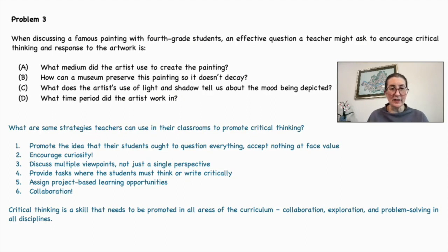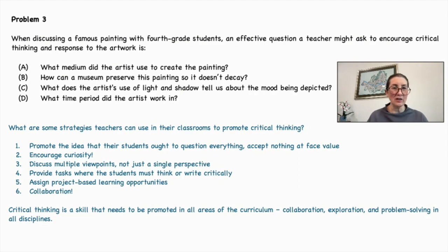Critical thinking is a skill that needs to be promoted in all areas of the curriculum, including art. So collaboration, exploration, and problem solving are the keys to doing this. So strategies that teachers can use: promote the idea that their students question everything, encourage curiosity, discuss multiple viewpoints, provide tasks where the students must think or write critically, assign project-based learning opportunities, and collaboration again. All right, so let's look at each of the answers.